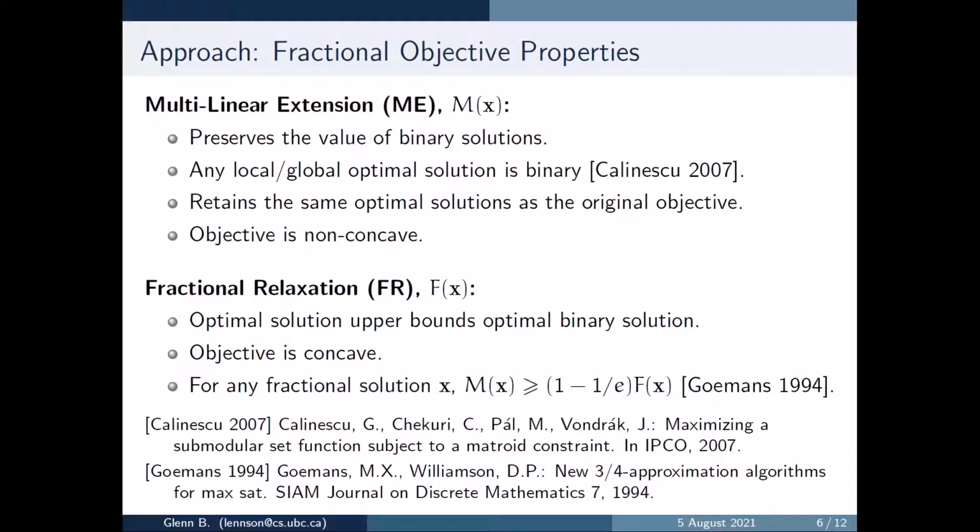Finally, and most importantly, there is a known connection between the fractional relaxation and the multilinear extension. What this essentially says is that if we find a fractional solution that attains high value on the fractional relaxation, it can't be too bad of a solution with respect to the multilinear extension objective.